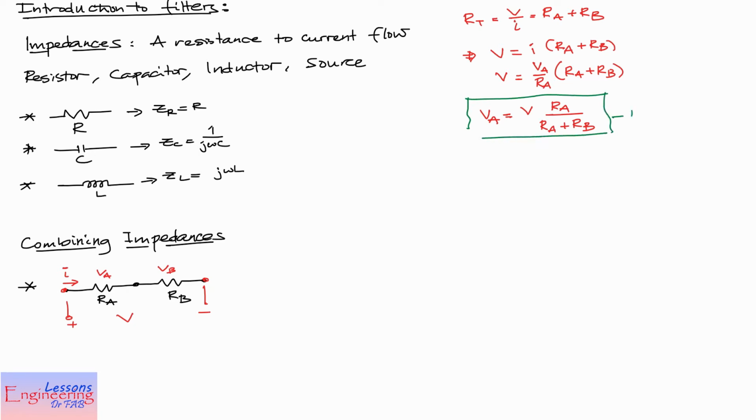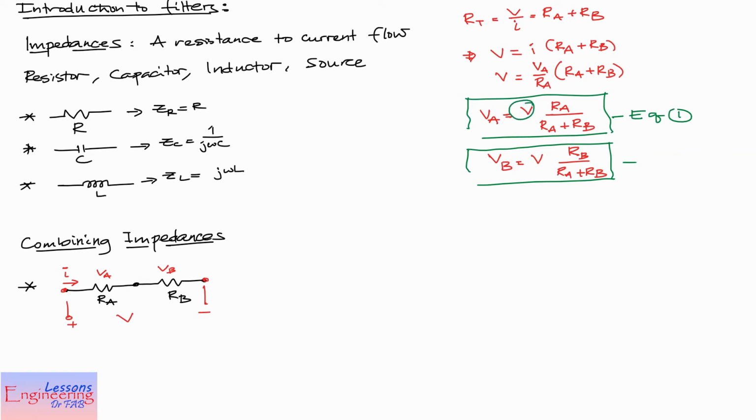Now you can see that in equation 1, if RA increases, then we would expect VA to increase, and if RA decreases, you'd expect VA to decrease, so they have a direct relationship. Now if the question had been to find VB, you can tell from this that VB should be given by V times RB over RA plus RB. Again, in the same way, if RB increases, VB increases, and if RB decreases, VB decreases. They have a direct relationship. This is called the voltage divider rule.